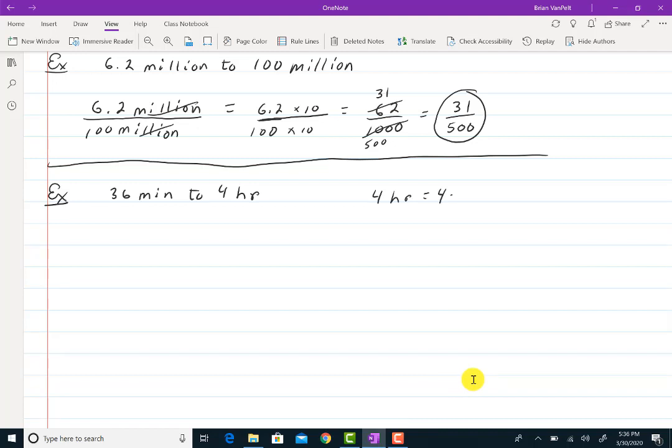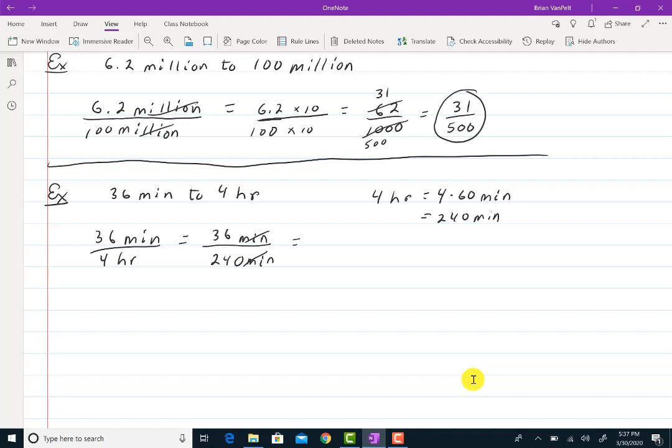So each hour has 60 minutes. So we get 240 minutes. And this way I can compare things with the same unit. So I'll have 36 minutes divided by 4 hours. That's the same thing as 36 minutes divided by 240 minutes. And so I can cancel my minutes away.